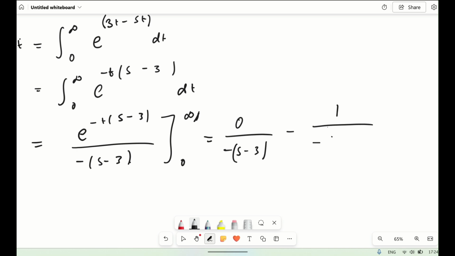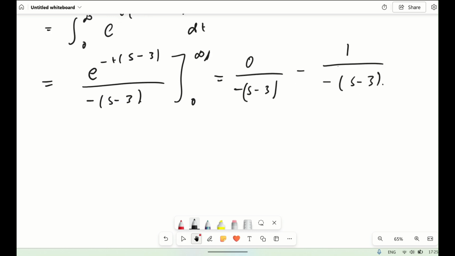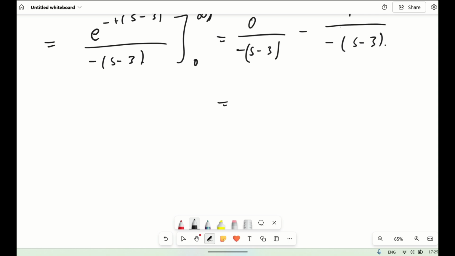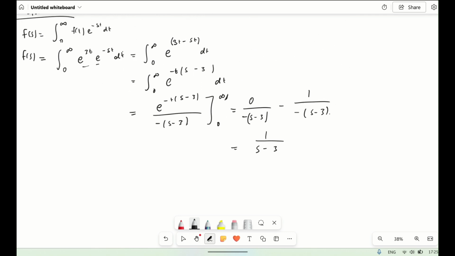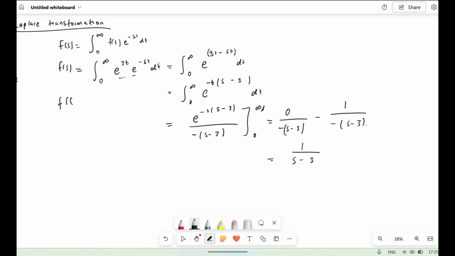over negative s minus 3. And the final answer, this negative, they will cancel. It's going to be 1 over s minus 3. And as you can see, we did it by first principles. And as you can see here, our f of t was equal to e to the 3t. And we recognize there's a 3 here and there's a 3 here.